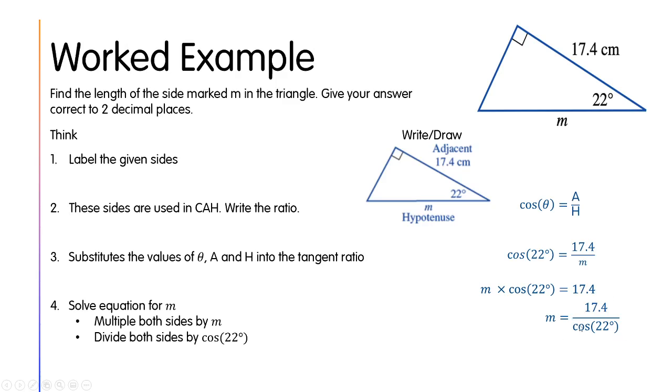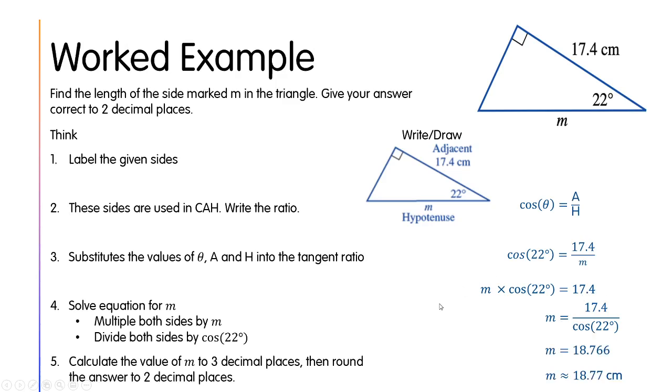or for some calculators you can actually write it in this fraction format. And we work out that it's 18.766, and then we round it to 2 decimal places, so we get 18.77. We need to remember that because this was in centimetres, we've remembered the units in centimetres down here.